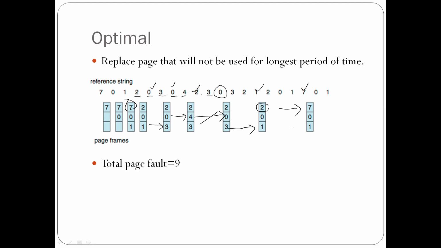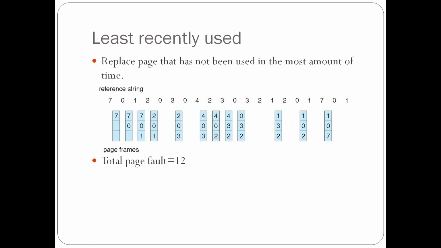Let me move to the next algorithm. The next algorithm is least recently used. Compared to the optimal, in optimal we are seeing the future, and in least recently used we are seeing the past. That is, replace the page that has not been used for the most amount of time. Again the first 3 frames are similar. 7 is put in the first empty frame, 0 in the next free frame, and 1 in the next free frame.